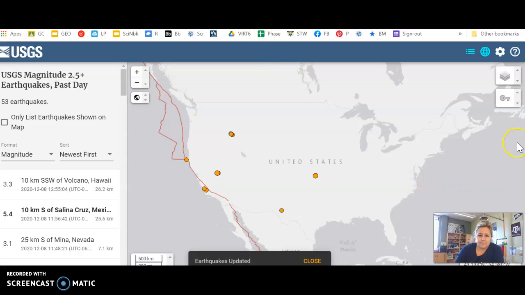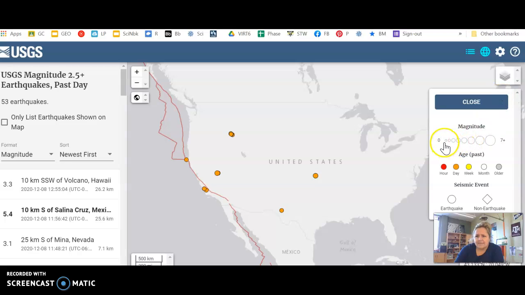And this is fun to play around with, because what you're looking at is obviously the United States, and you see this red line, that's that San Andreas Fault. That's a plate boundary line. But you see these little dots, and you see there's a key here. The size of the dot tells me how strong of an earthquake it was. So the bigger the dot, the stronger the earthquake. And then the color tells me how old it is.